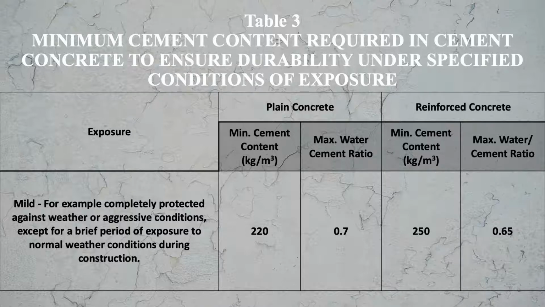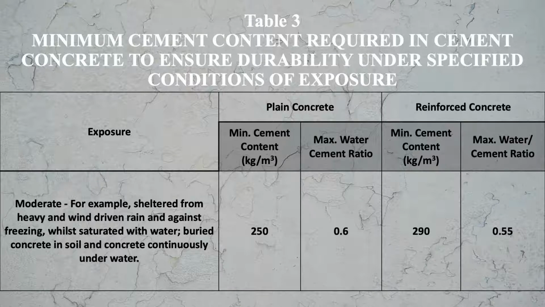For plain concrete, the minimum cement content in kg per meter cube is 220. Maximum water cement ratio is 0.7. For reinforced concrete, minimum cement content is 250 kg per meter cube and maximum water cement ratio is taken as 0.65.